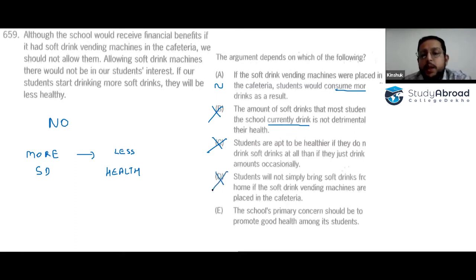Then the last one: the school's primary concern should be to promote good health among its citizens. Okay, this part is completely right. Yes, promoting good health among its students should definitely be there. But is that what the author is going for? That is not what is backing the author's argument. The author already has the good interest of students and is already trying to promote good health. But the author is not commenting on what should be the primary concern, right? So again, answer choice E will be eliminated.